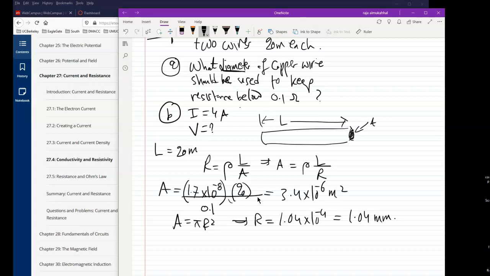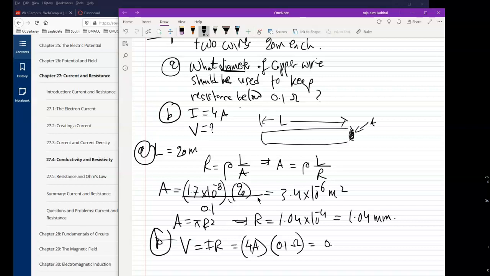And then the second part, this is part A, and part B, he said, what's the voltage? So the voltage, we know that it is IR, and he gives us I, so just 4 amps, multiply this by 0.1 ohm, and that gives us 0.4 volt, and that's it. Okay, simple. All right, the last topic that I want to talk about is power.